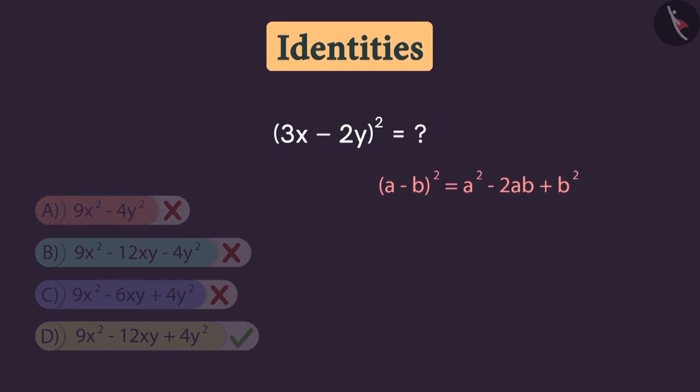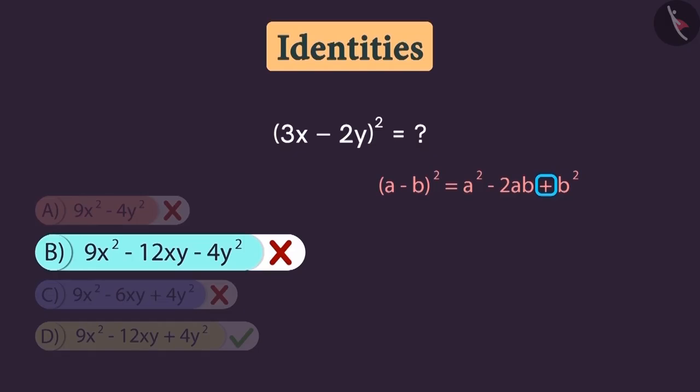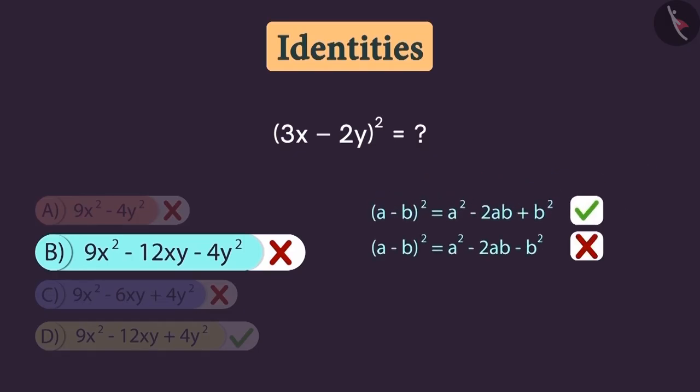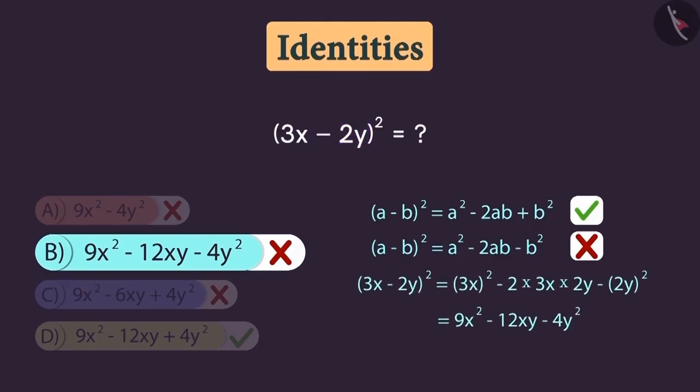Now while expanding this, some of us apply this identity. But we write the minus sign over here like this. We tend to make this mistake because we see that the minus sign is associated with 2y. And so, while expanding, we write the square of 2y and we write the minus sign as it is, which is incorrect. So, option B is wrong.